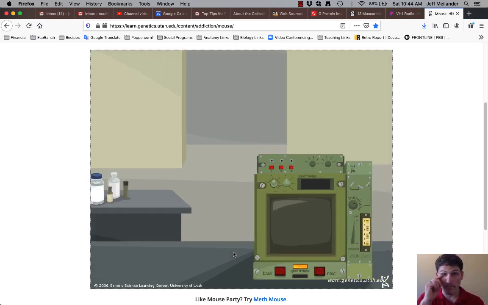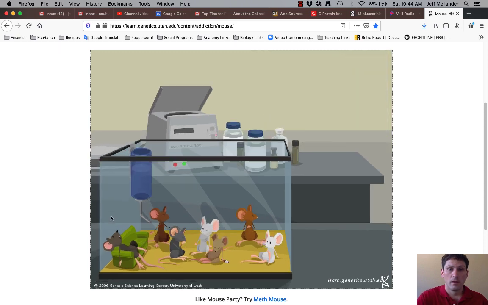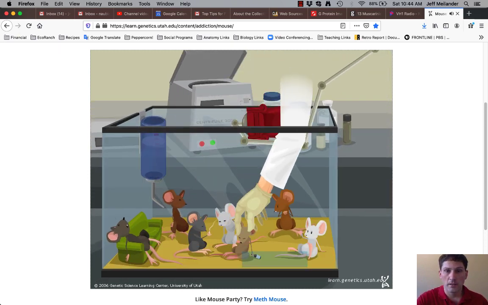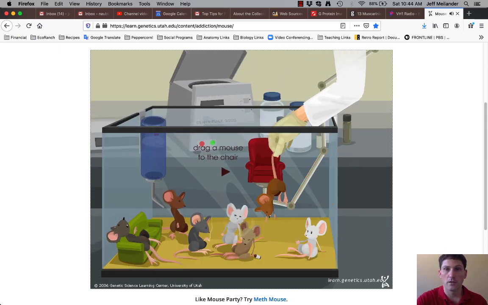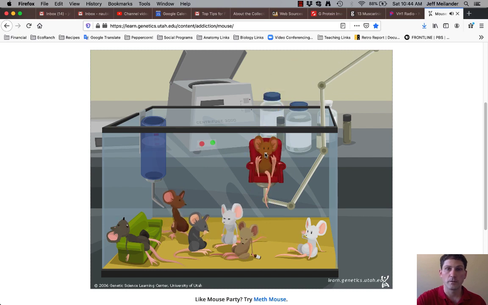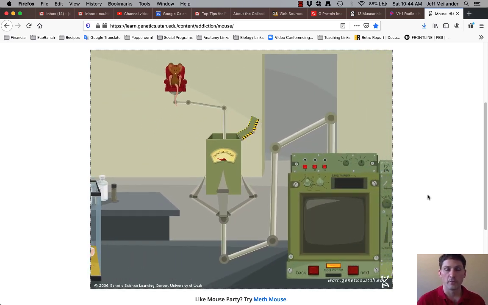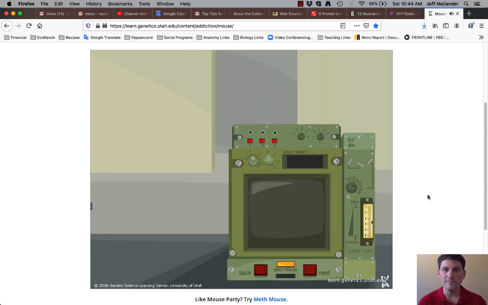All right, so let's get rid of that mouse. And let's look at our Coke mouse. All right, Coke mouse, have a seat. He's our movie star mouse. Just kidding.